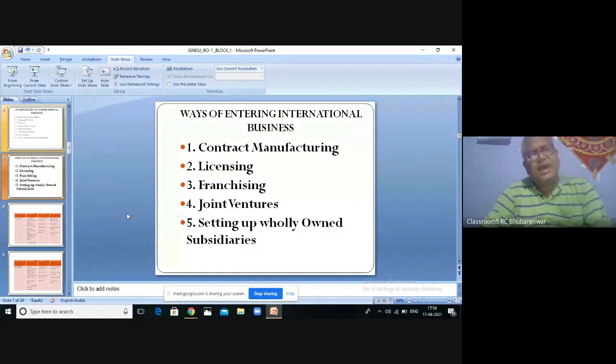And the first one is contract manufacturing. In contract manufacturing, one country takes responsibility for producing the goods, and in another country the goods or services produced by the particular company can be marketed. Means in one region it can be manufactured, and in another part it can be marketed somewhere else. That is the way contract manufacturing can be done. And my dear students, this is the way through which international business can be made successful.